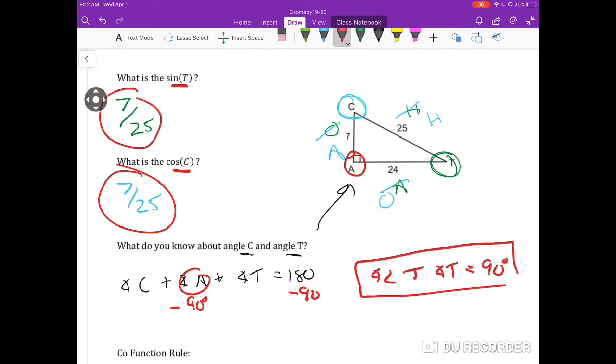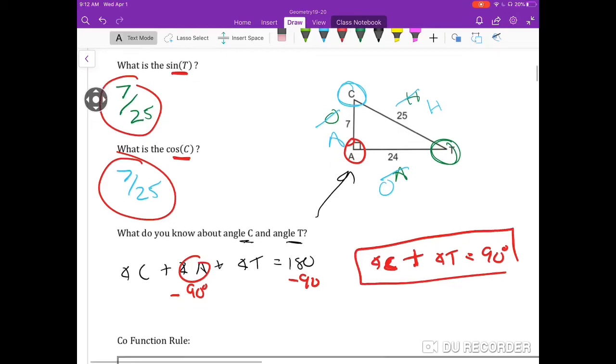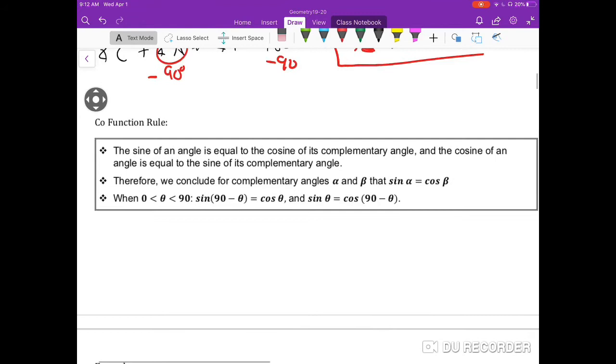This is the cofunction rule. I'm going to get into it down below, but this is the reason why these two answers are the same, because that's the special relationship that sine and cosine have. What this is saying is that the sine is equal to the cosine when the angles are complementary, meaning they add up to 90 degrees. So angle A and angle B are complementary. That makes sine equal to cosine. And this last one is just another way to write the same exact thing.